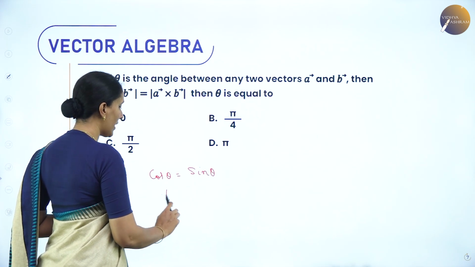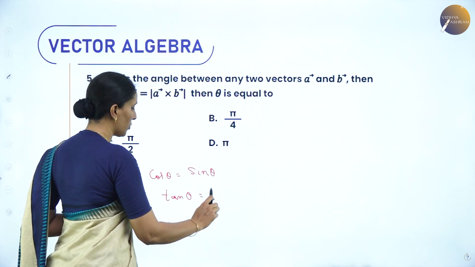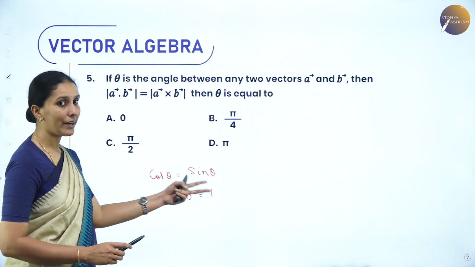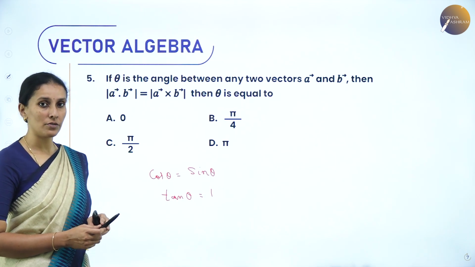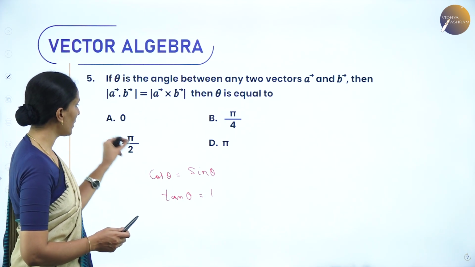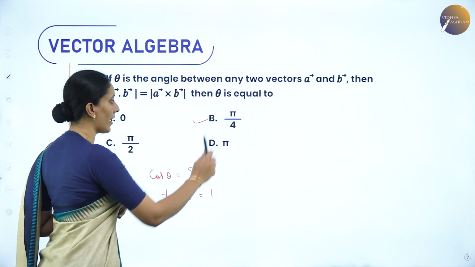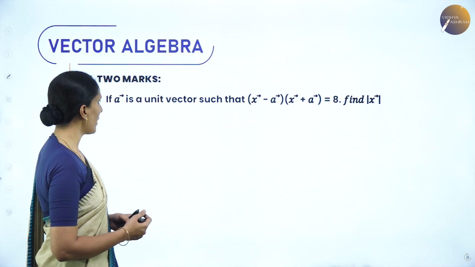So we can also write this in the form of tan theta is equal to 1, or theta is equal to tan inverse 1. For what values of theta will we get tan as 1? For pi by 4, that is 45 degrees. So options are given here as 0, pi by 4, pi by 2 and pi. Hence option B is the right answer. Next we'll move on to 2 marks questions.